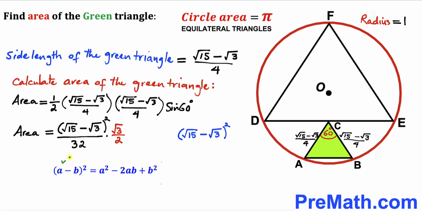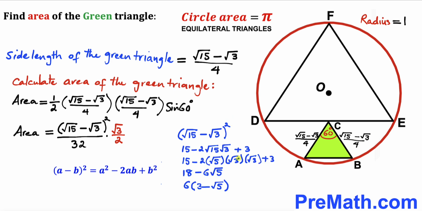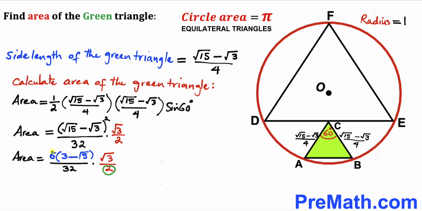Now let's recall this identity: a minus b whole square can be written as a square minus 2ab plus b square. We are going to apply it on this binomial. Here I have applied that identity and simplified. We ended up with 18 minus 6 times square root of 5, and here I factored out 6 outside. So therefore, I am going to replace this square root of 15 minus square root of 3 whole square by this. In this next step, 2 goes into 6 3 times, and I brought this square root of 3 in the front over here. Now let's go ahead and distribute these ones.